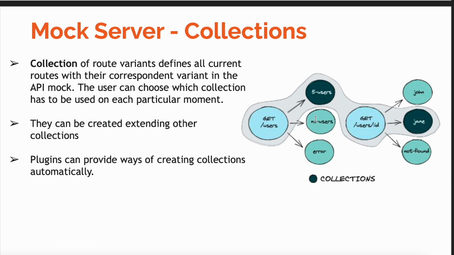You will be able to create a collection by picking a route and a variant for that route. In this diagram, it is GET users with the variant 5 users, plus get a single user with the variant Jane. So the highlighted one forms a collection here. Now let's get into some coding.